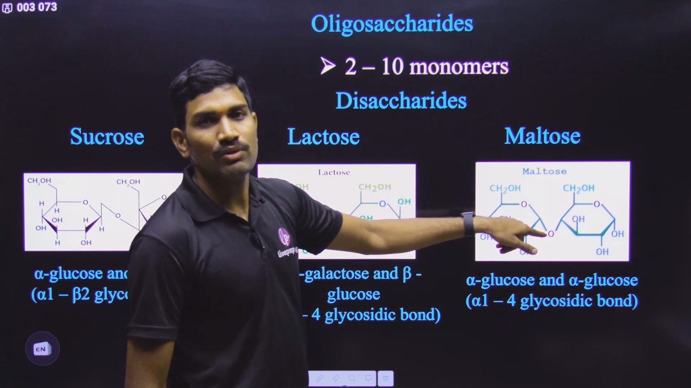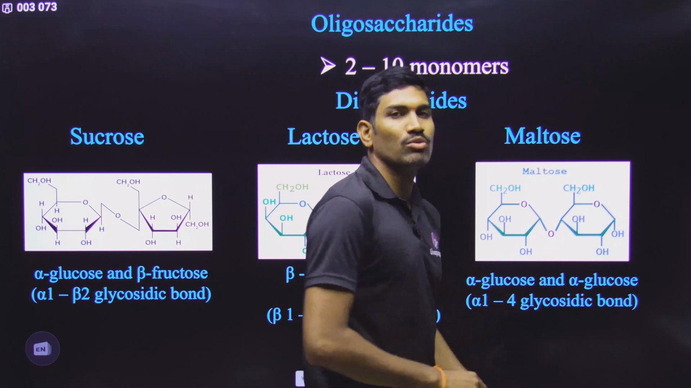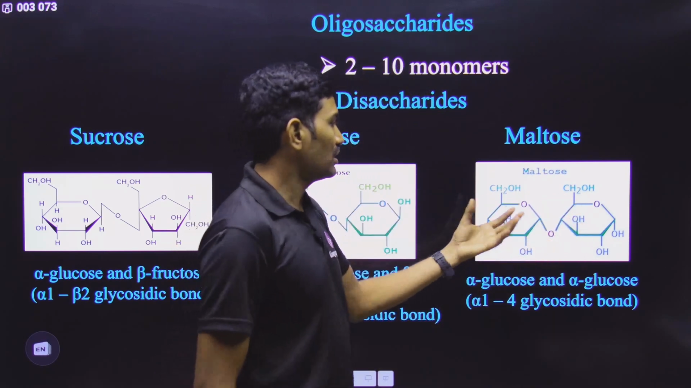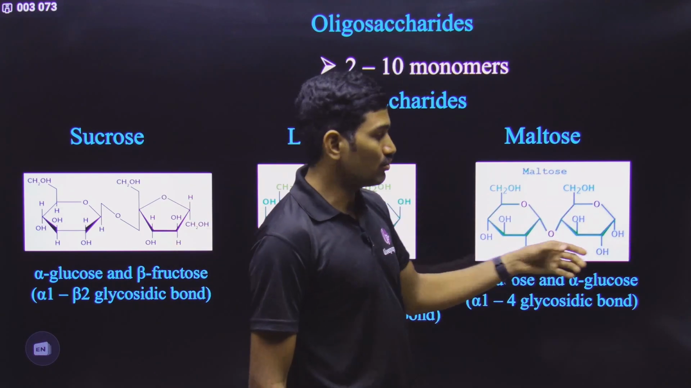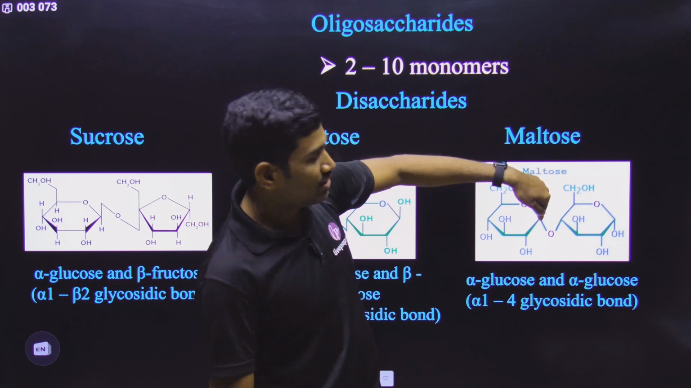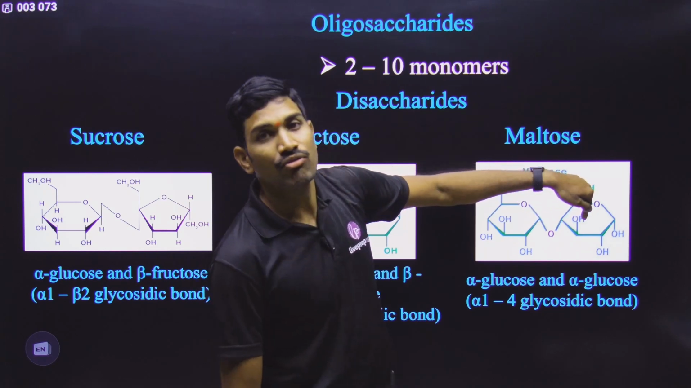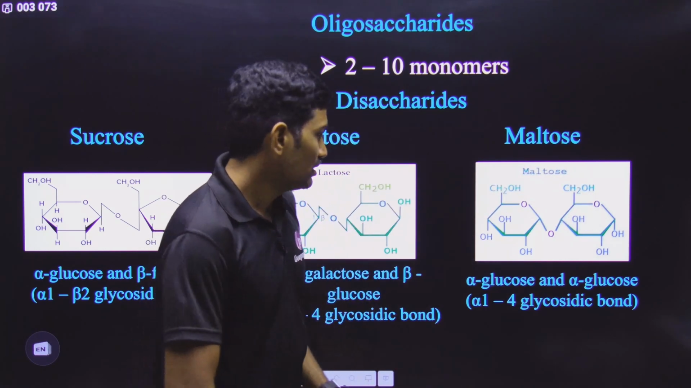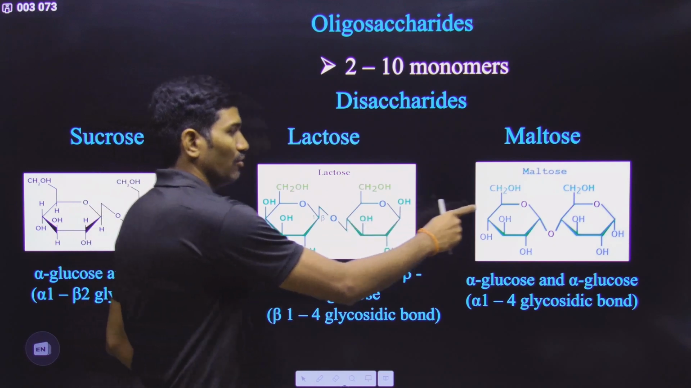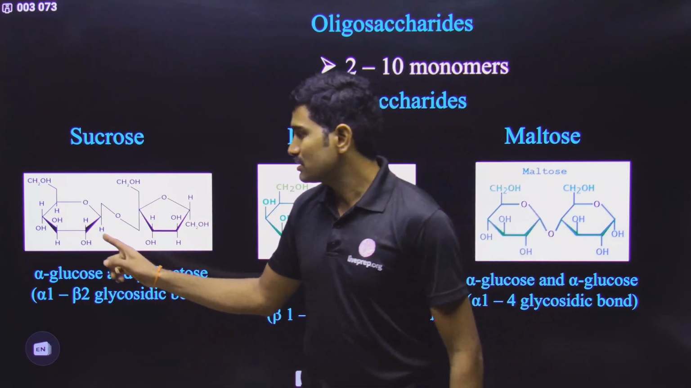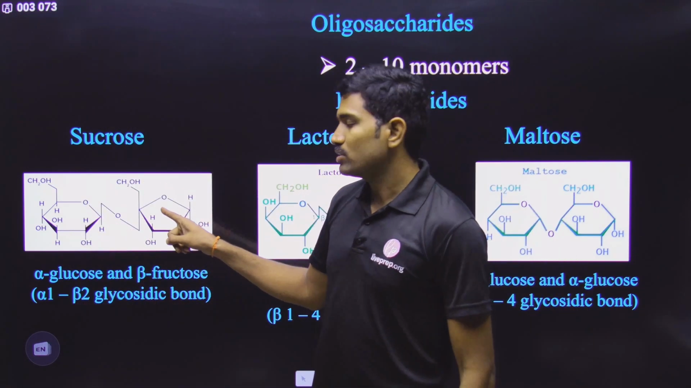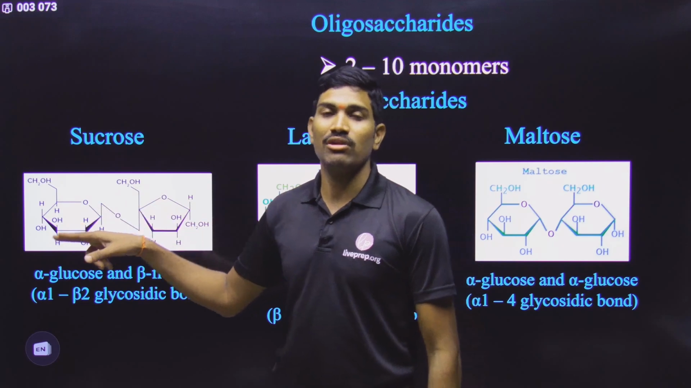In this maltose, what happens? Both the units are glucose only. This is alpha glucose, this is also alpha glucose. So first carbon of this glucose is linked with fourth carbon of this glucose. So in this way, here also 1 and 4 are involved. But in the case of sucrose, first carbon of glucose and second carbon of fructose, both of them are involved in the bonding.